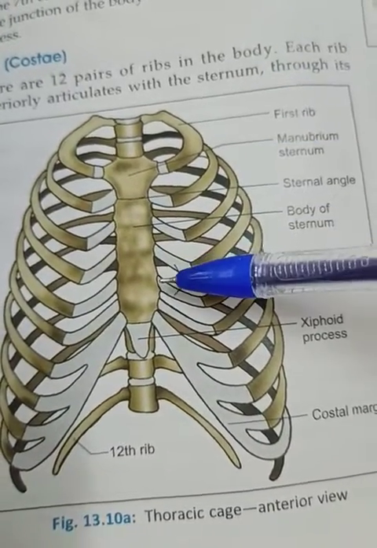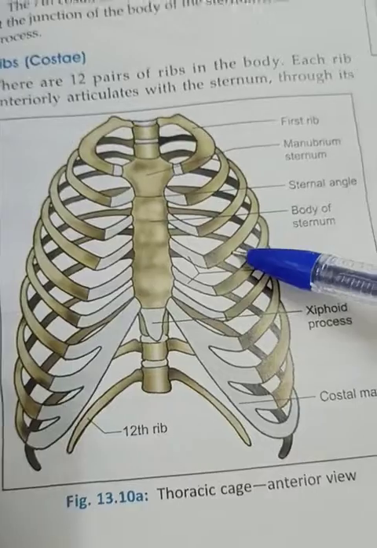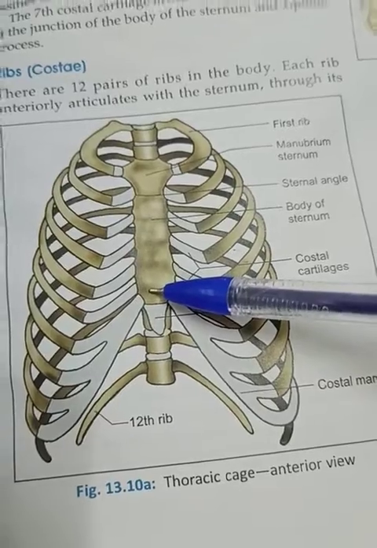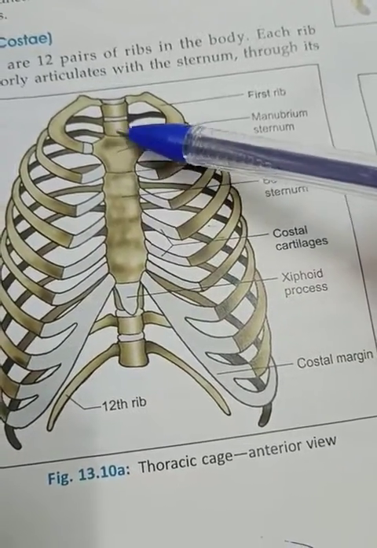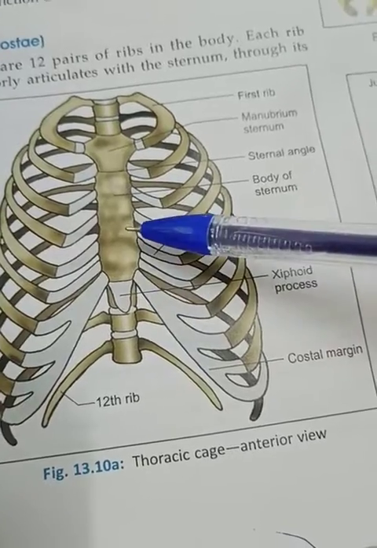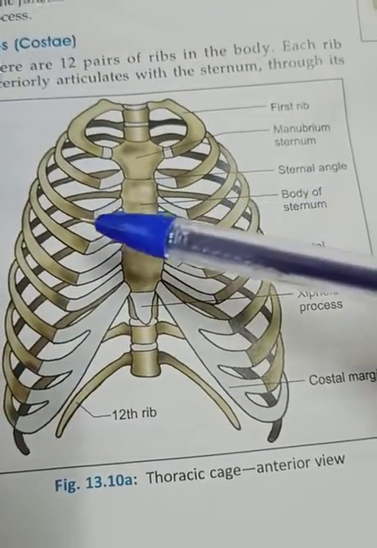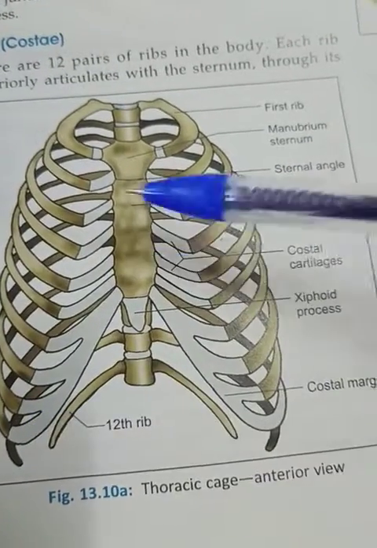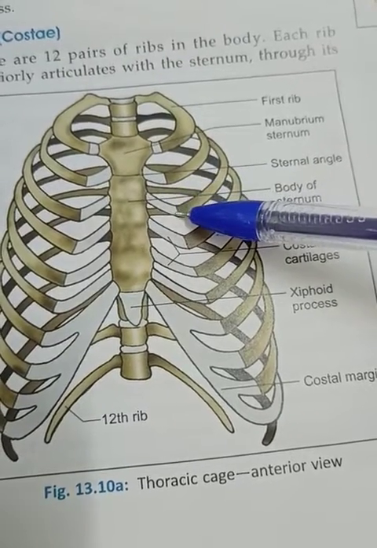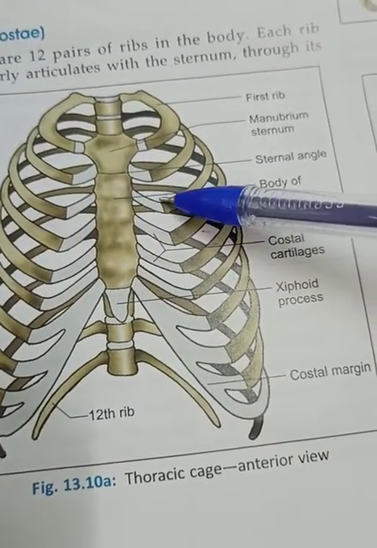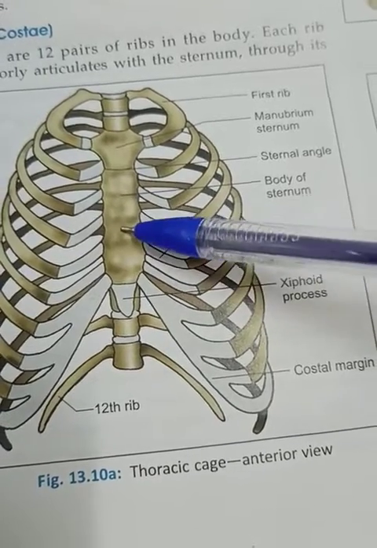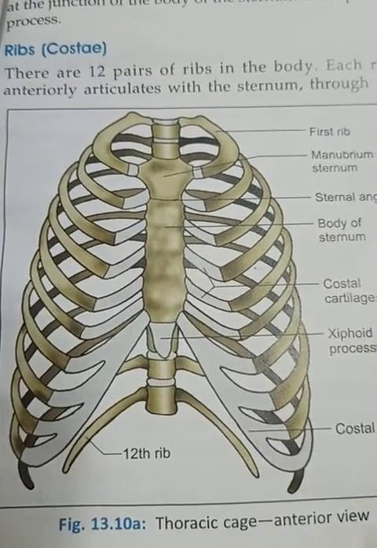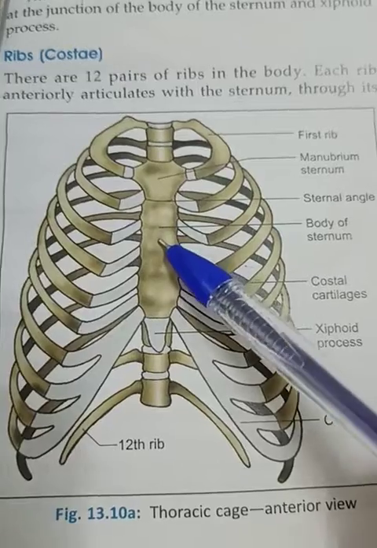Then the next part of the axial skeleton is the sternum and ribs. This is our sternum, which forms the middle part of our chest, the flat bone seen in the middle part of the chest. Then on either side of the sternum we can see the ribs. There are 12 pairs of ribs, and the ribs are connected to the sternum by a piece of cartilage known as costal cartilage. So they are known as costal cartilages. This forms the thoracic skeleton, the sternum and ribs.